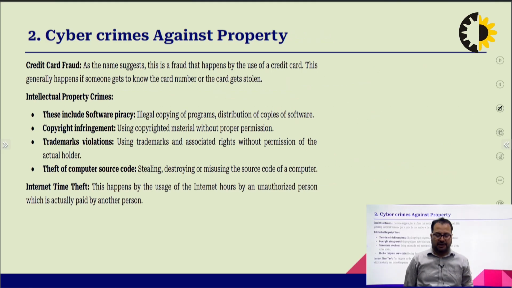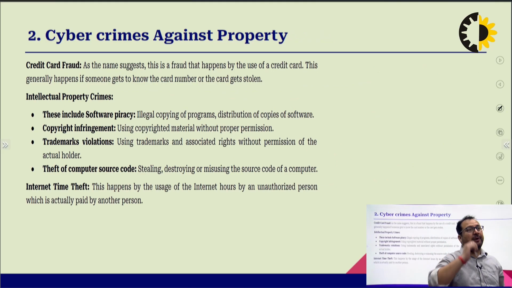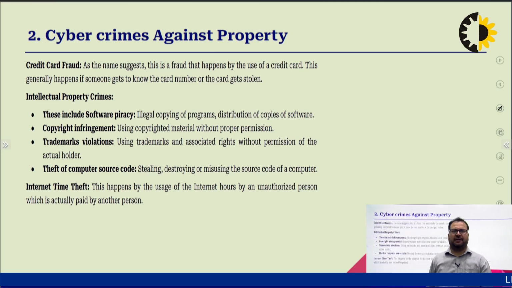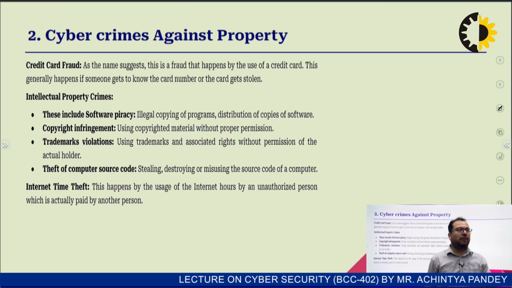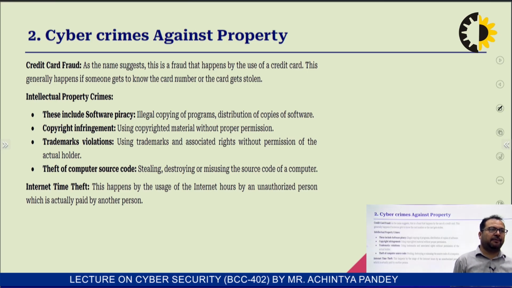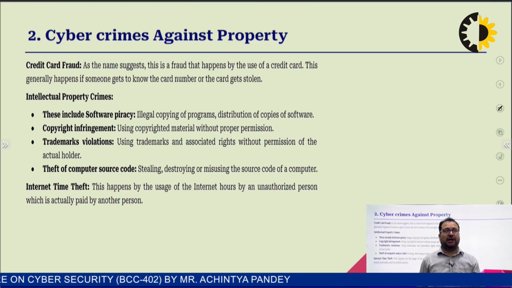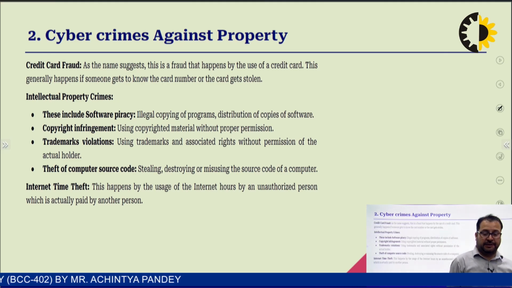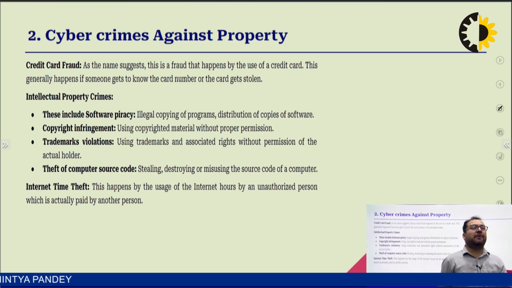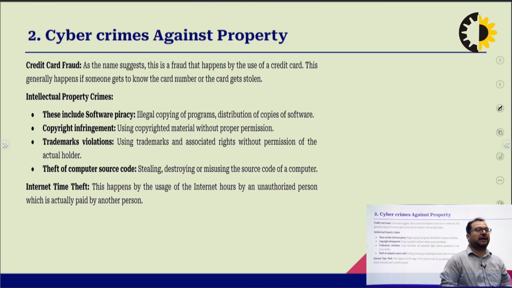Then we have crimes against property. Cyber crimes against property include credit card fraud. As the name suggests, this is a fraud that happens by the use of a credit card, and it generally happens if someone gets to know the card numbers or the card gets stolen. Then intellectual property crime, IPR, includes software piracy, copyright infringement, trademark violation, and theft of computer source code. These are some popular crimes against property.